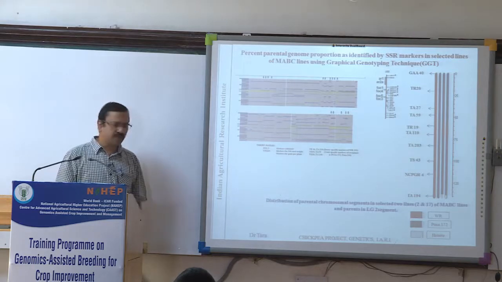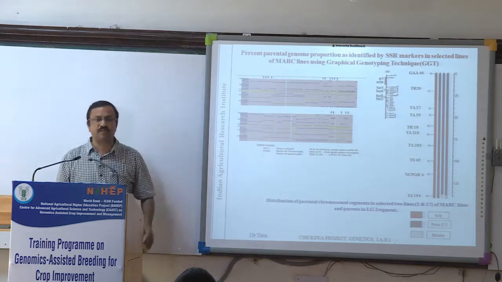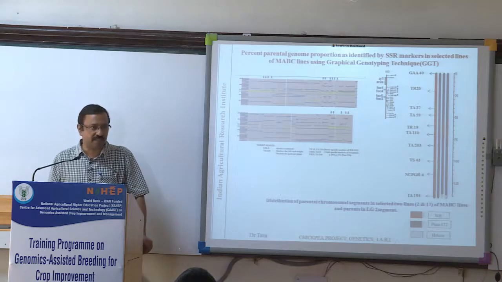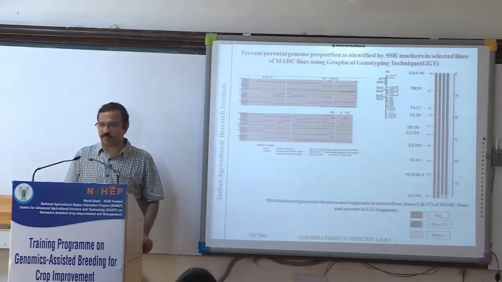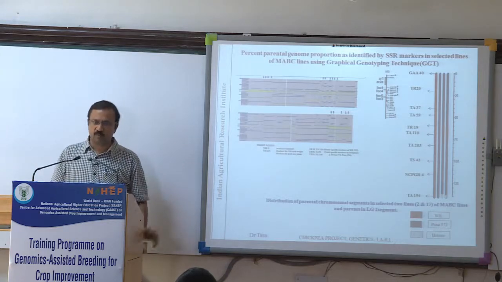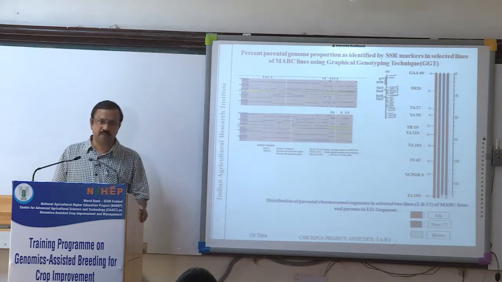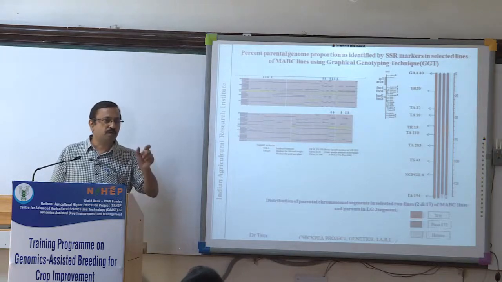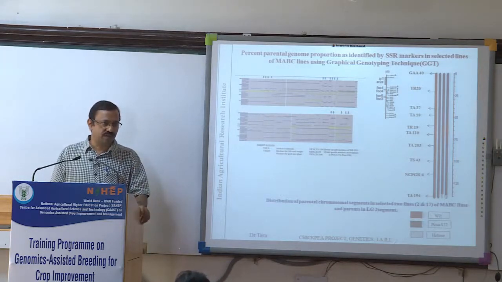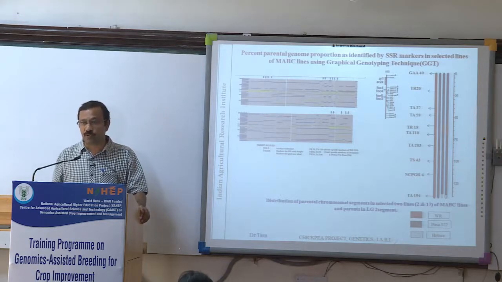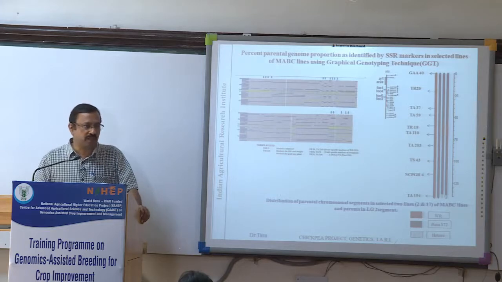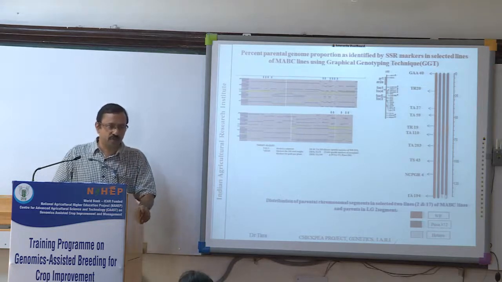So you have heard these words quite often, MARS and MABC: marker assisted recurrent selection and marker assisted backcross breeding. In both places you are using markers which are linked to the QTLs of our interest. So when do you use a marker for recurrent selection? When do you use it for MABC? This should be known to you. I think Dr. Gupta would have told you, he is our guru also.